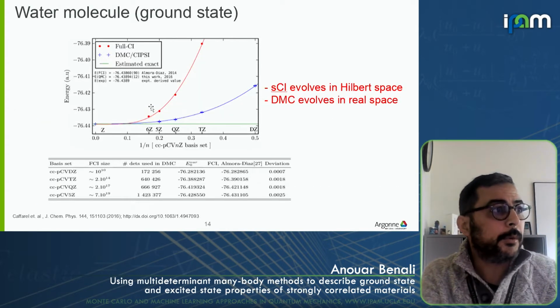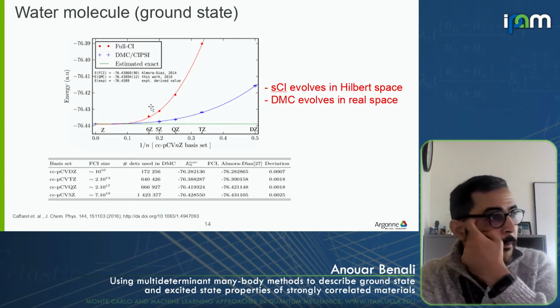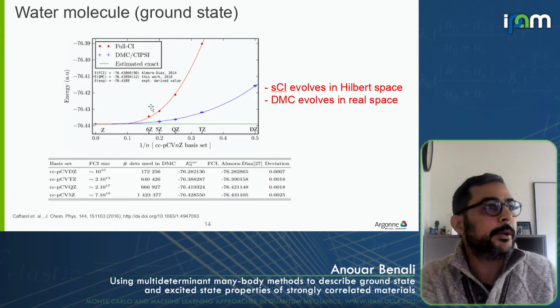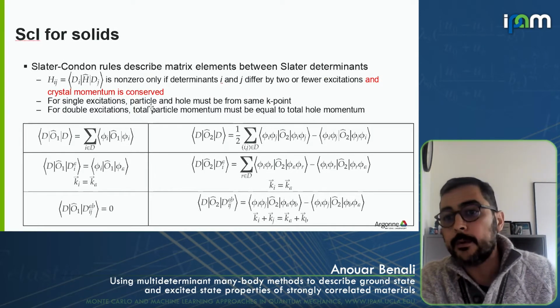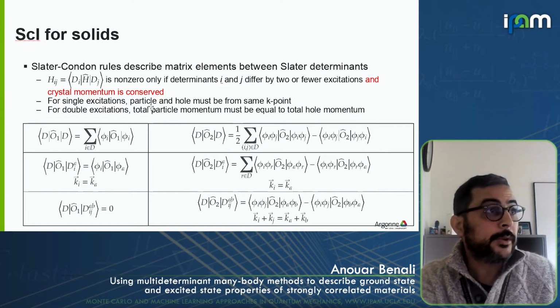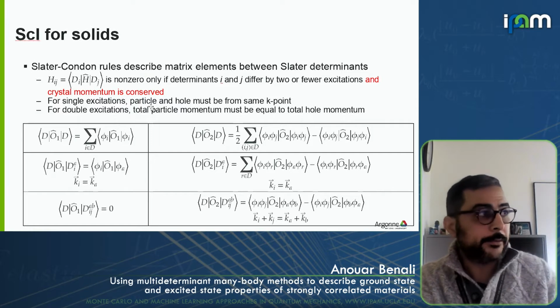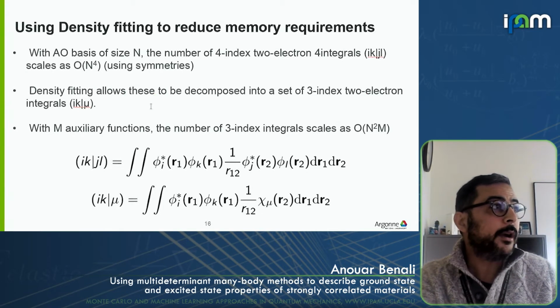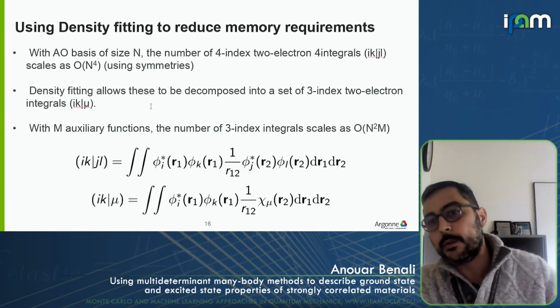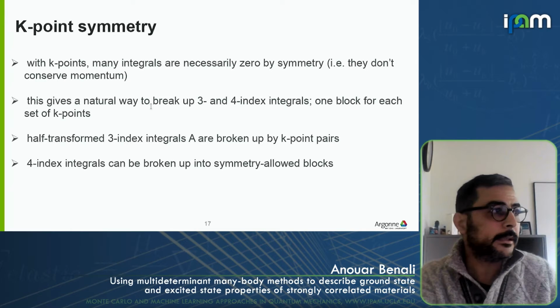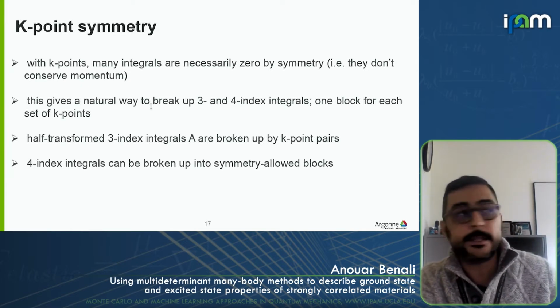This was done for molecules a long time ago, and now multiple groups are using it. This was done for molecules by the Caffarel group in France. But since then, we have implemented it for solids by introducing Slater-Condon rules describing how we can do selected CI or full CI in a solid, taking into account all the different symmetries and K-points. We have also used density fitting to reduce memory requirements, so we don't have those full four-electron integrals that are very costly. And of course, we also added the K-point symmetries to be able to reduce even further the size of the excitation.